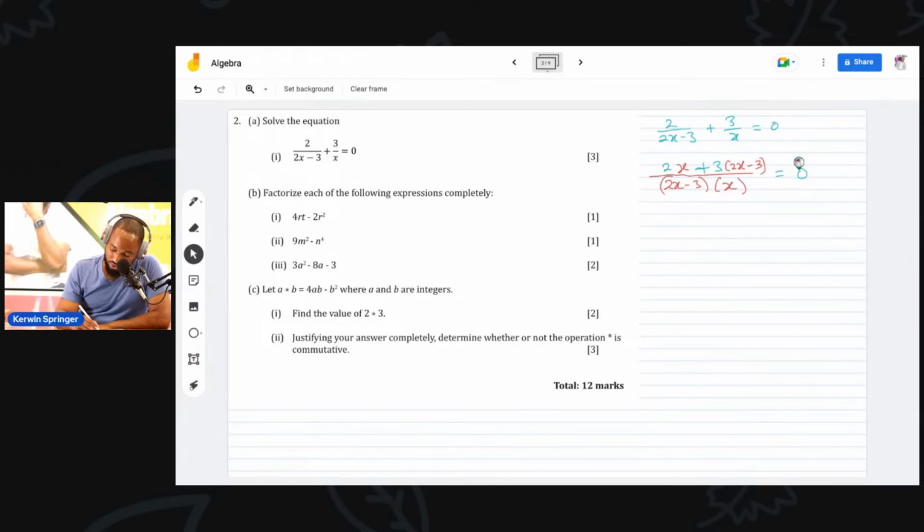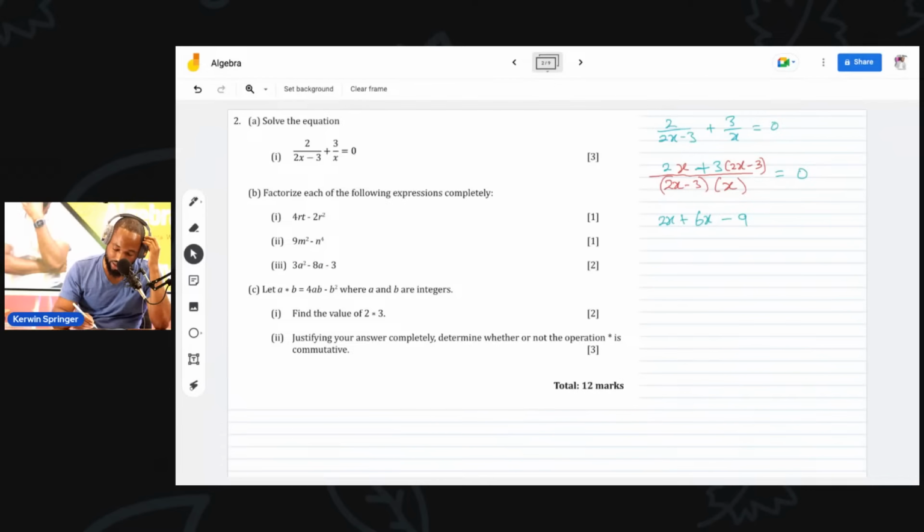So now we have 2x plus 6x minus 9. If it's blurry, it's on you. And this is coming across crystal clear. So if it's blurry, you have to go to your YouTube settings and increase your video quality from some kind of low to higher quality. Right?